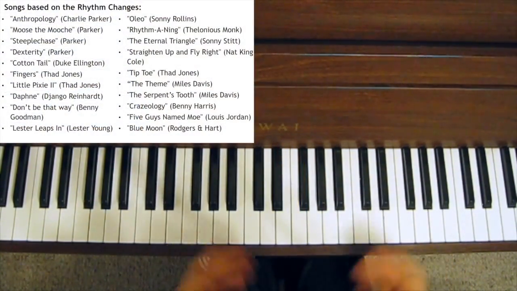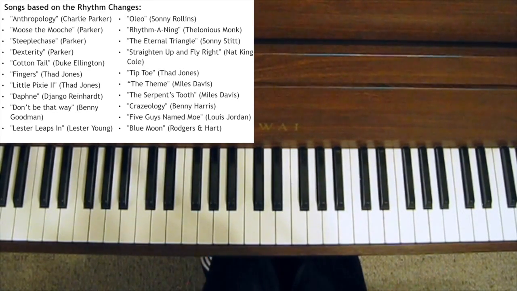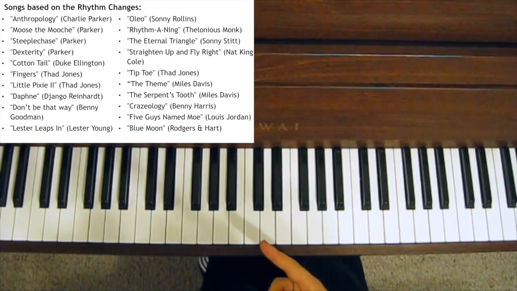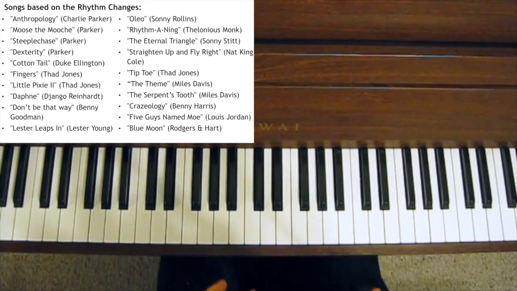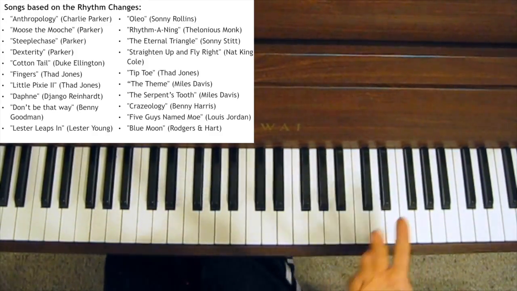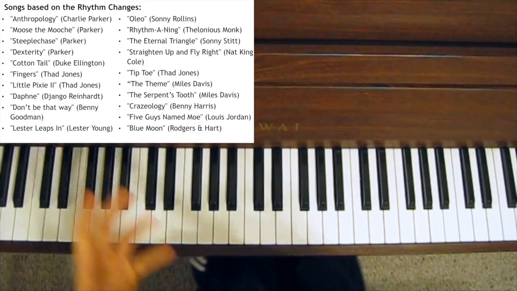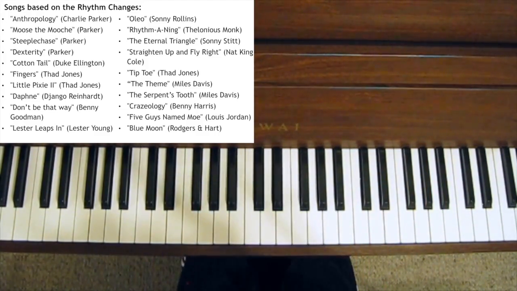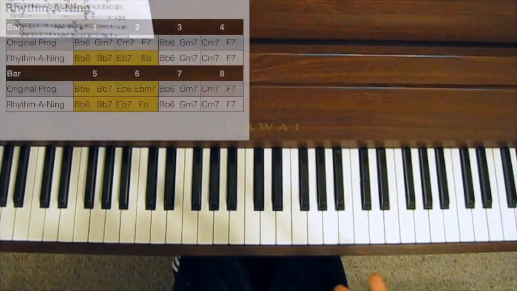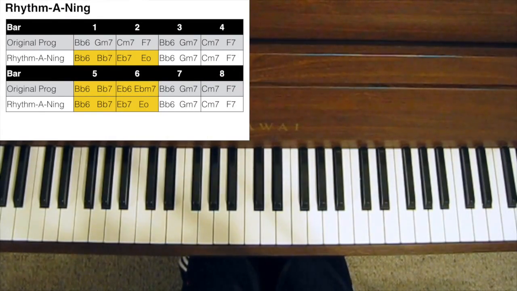Now, as I said, rhythm changes are used in a lot of jazz standards, and I've written out a few of them up here in the picture-in-picture. And even what I've explained to you in this video isn't exhaustive. There are other variations and combinations and permutations of all these chords and ideas that can still be technically classified as rhythm changes. For example, Thelonious Monk's Rhythm-a-ning.